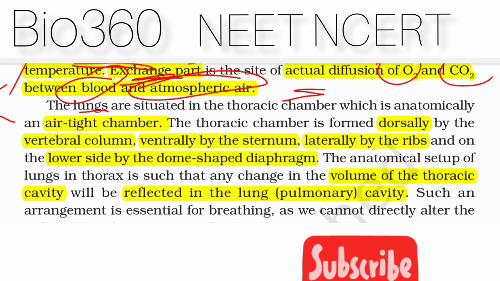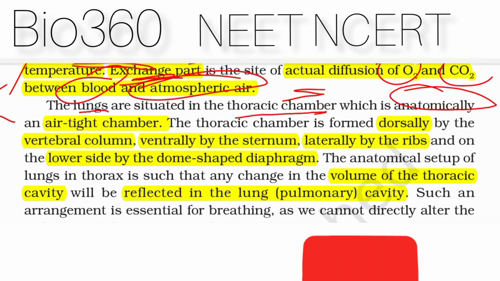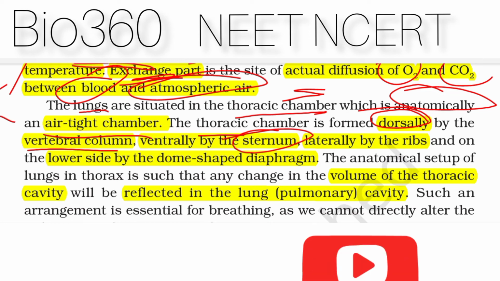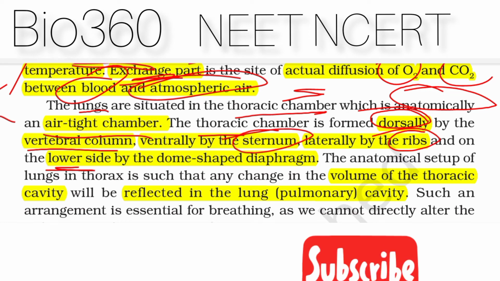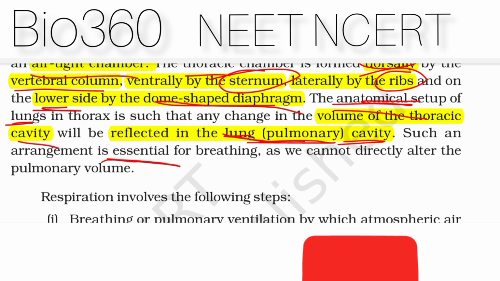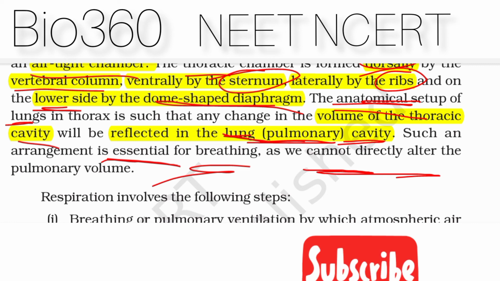Our lungs are situated in the thoracic chamber, which is anatomically an airtight chamber. The thoracic chamber is dorsally formed by the vertebral column, ventrally by the sternum, laterally by ribs, and on the lower side by the dome-shaped diaphragm. This anatomical setup of lungs in the thorax is such that any change in thoracic volume or capacity will reflect directly on the lung or pulmonary cavity. Such an arrangement is very much essential for breathing, as we cannot alter the volume of the pulmonary cavity directly.